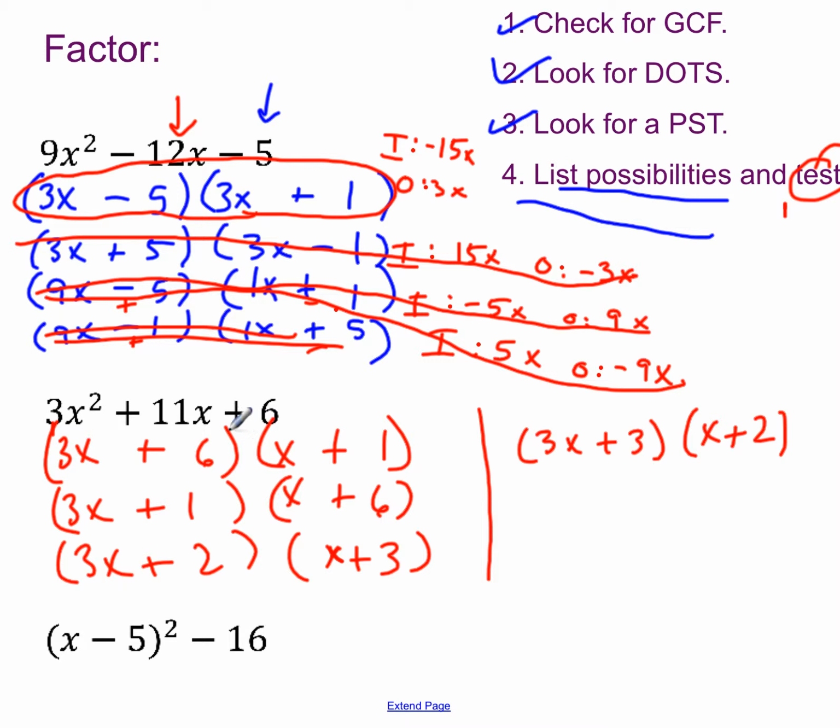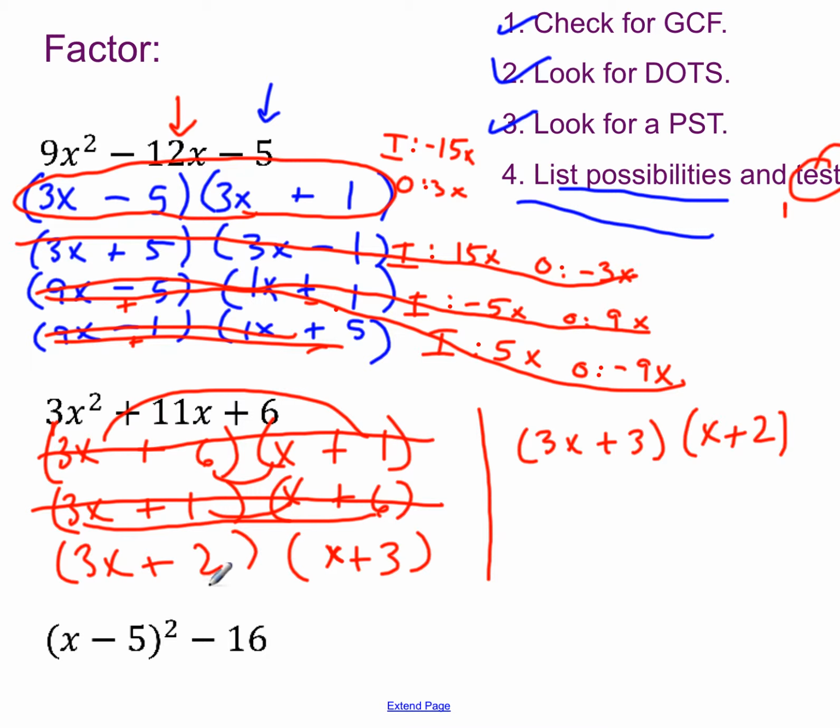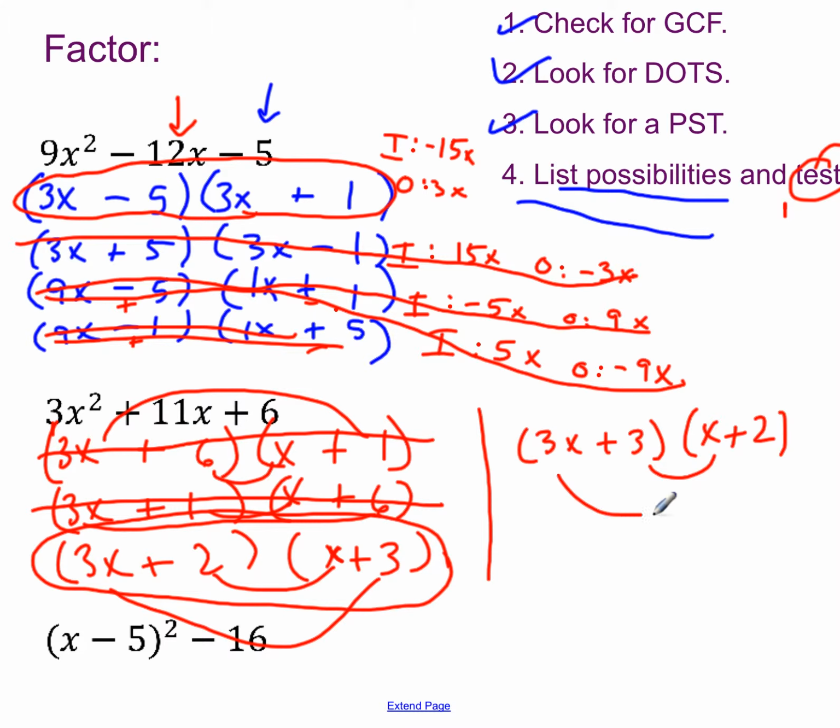So which one gives me 11? Well, this one gives me 6x on the inside and 3x on the outside. 6 plus 3 is 9. That's not it. This one gives me 1 on the inside and 18 on the outside. And that's 19, so that's not right. This one gives me 2x on the inside and 9 on the outside. That gives me 11x, so I found my answer. This one gives me 3 on the inside, 6 on the outside, which gives me 9, which is not right. So I found my answer. Excellent. Tricky, but excellent.